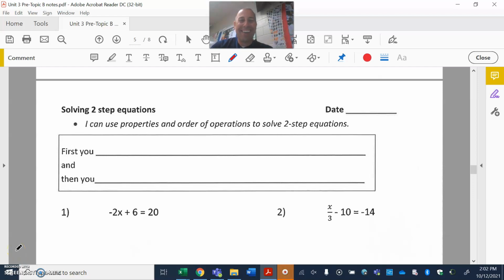Hey, you there? All right. Two-step equations, people. Two-step equations.